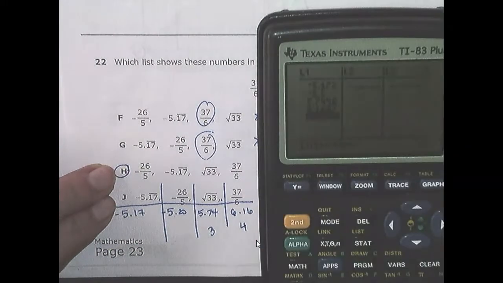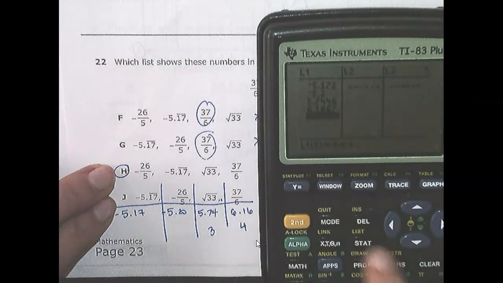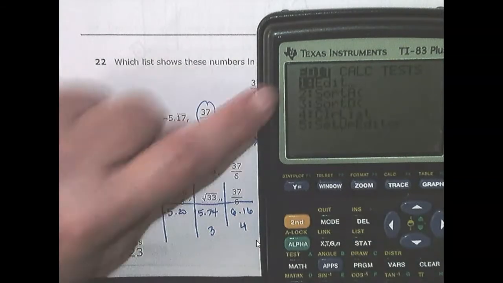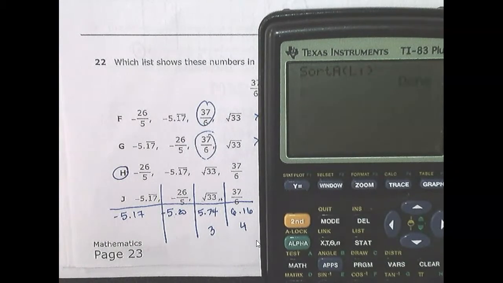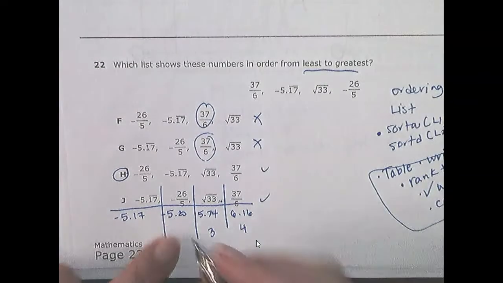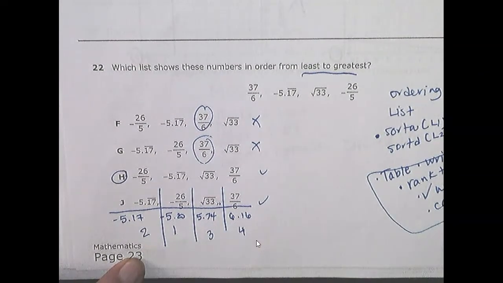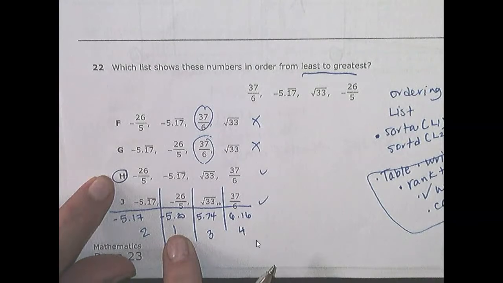So I'm going to go back to the calculator. You want least to greatest, so go Stat, and I'm going to do sort A. That's 2. List 1, close the door, enter. It says done, so go back and see what it done. And it put negative 5.2 first. So that makes this one first and this one second, and that explains why they picked H.